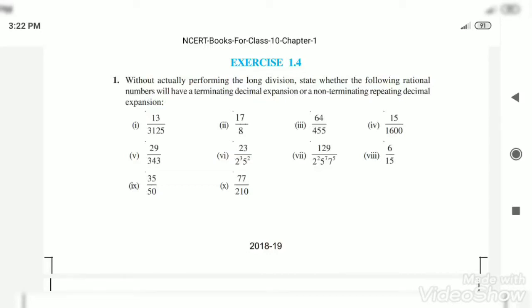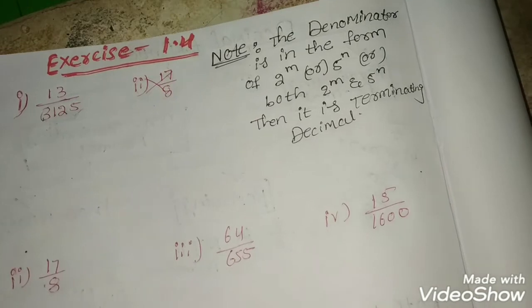Today is our last exercise in the real numbers, that is 1.4. So what they have given: without actually performing the long division, state whether the following rational numbers will have a terminating decimal expansion or a non-terminating decimal expansion. Okay, write down the question. So let's start our class.